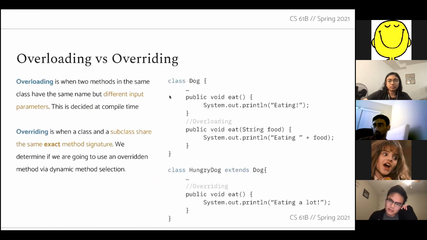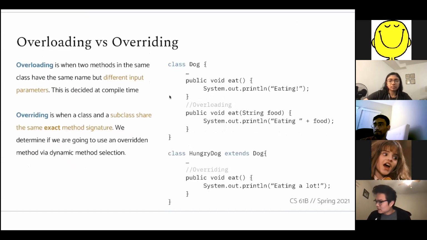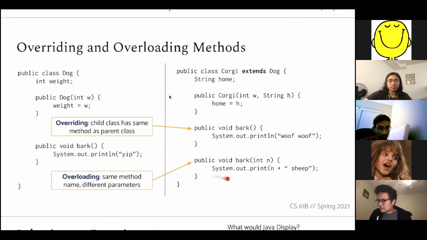Overriding is used in class hierarchies or interface hierarchies. Technically, interfaces don't have a hierarchy, but it's mainly class hierarchies. It's when a subclass shares the same exact method signature. We'll talk a little more about which one to pick during dynamic method selection. In essence, I have a class dog and a corgi that's a subclass of dog. The class dog has a bark method, and the corgi also has a bark method. So we say formally that the corgi class's bark method overrides the dog's bark method. We'll be talking about overriding a lot.